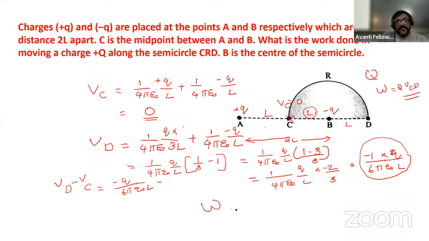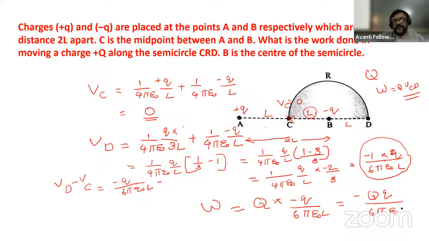Our ultimate aim is to find the work done. So work done is equal to, again, the charge which was shifted is capital Q, and the potential difference we got is negative Q by 6 pi epsilon 0 L. So this will be negative Q by 6 pi epsilon 0 L. This is the answer. This is the work done in moving a charge Q from C to D through R.